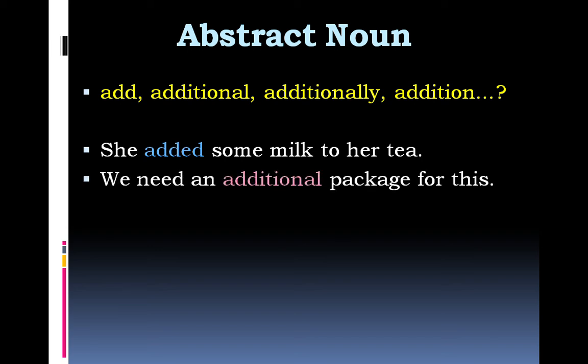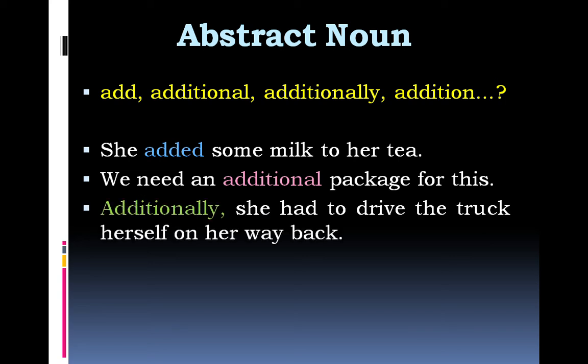The next sentence. We need an additional package for this. We subject, need verb, package object. What kind of package? Additional package. Additional is modifying package. Package is a noun. Additional is a noun modifier. So, adjective. The next sentence. Additionally, she had to drive the truck herself on her way back. Well, she is the subject here. Drive verb, truck object. What's additionally doing here? Additionally is modifying the whole sentence. So, it's a sentence adverb.